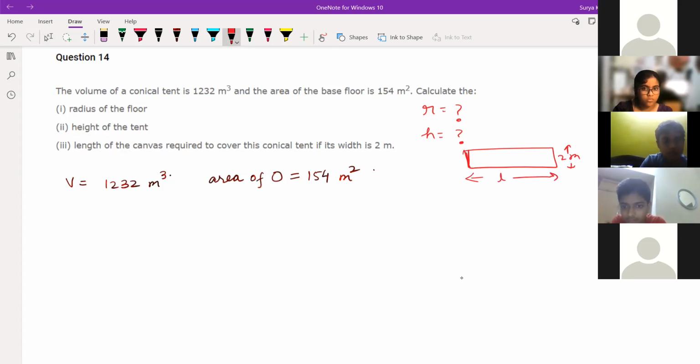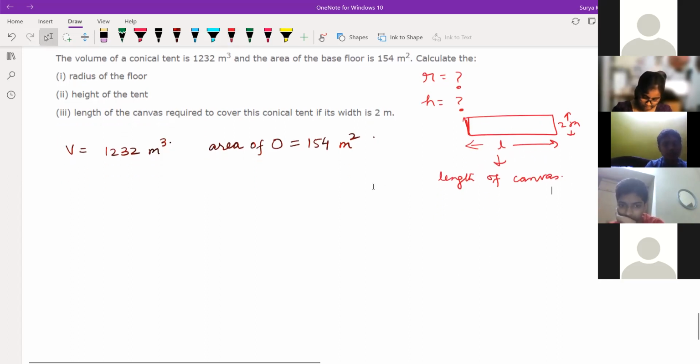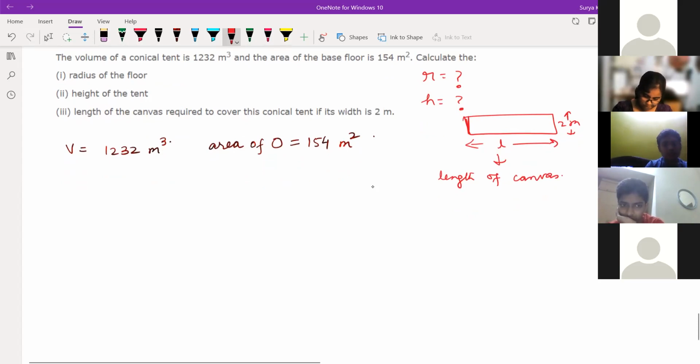Okay. So length of the canvas required to cover. Sorry, length of the canvas we have to find. So we'll go one by one. Okay. So volume is 1232. So formula of the volume is 1/3 πr²h. So I'm going to do very, very easy steps right now. Just the radius is 7. Sir, radius is 7. Height is 24. Radius is 7. Height is 24.